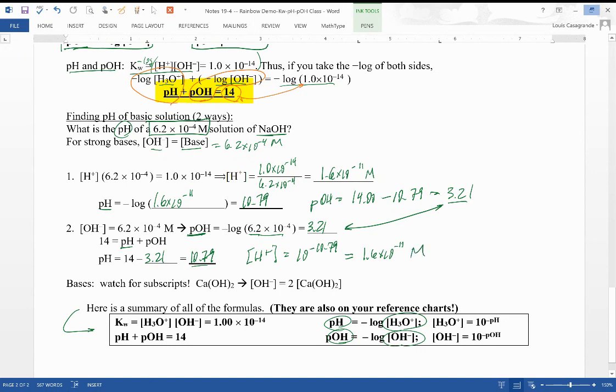So you can do this either way. Notice you get all the same numbers, 10.79, 10.79. You get all the same numbers no matter which way you go around that box.